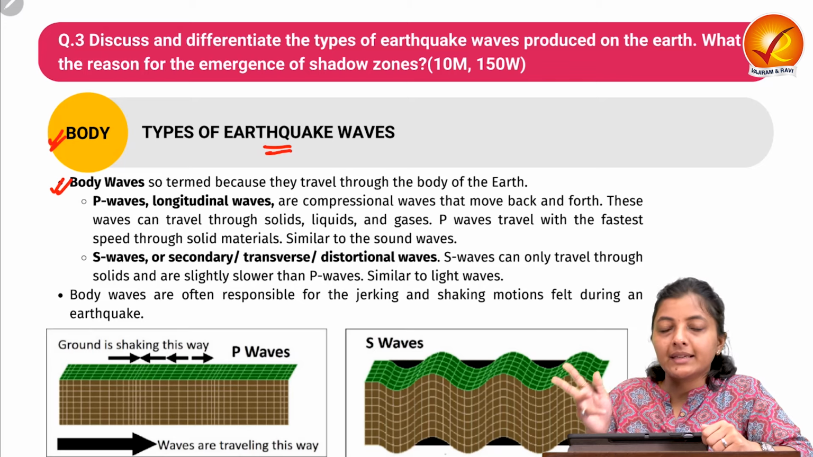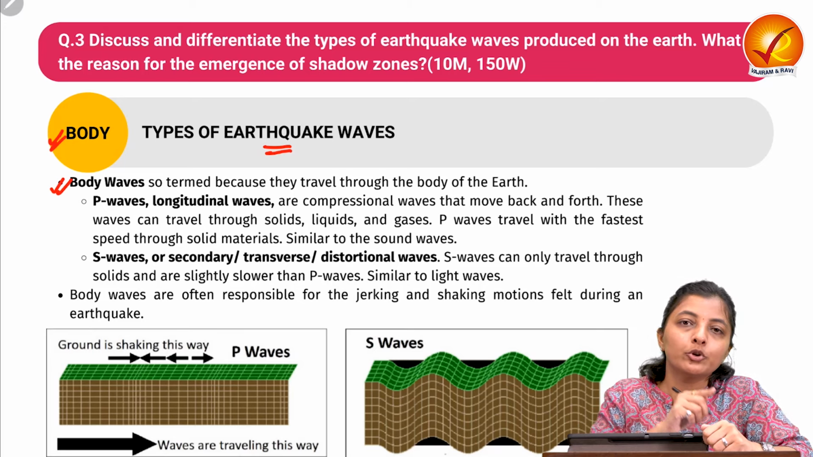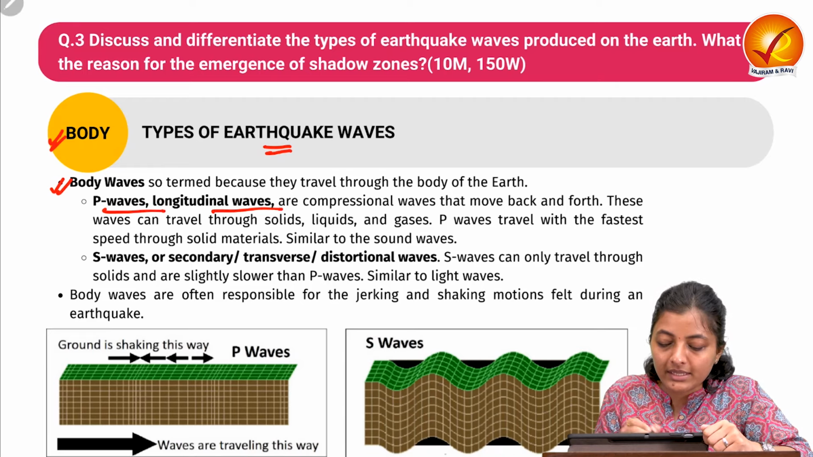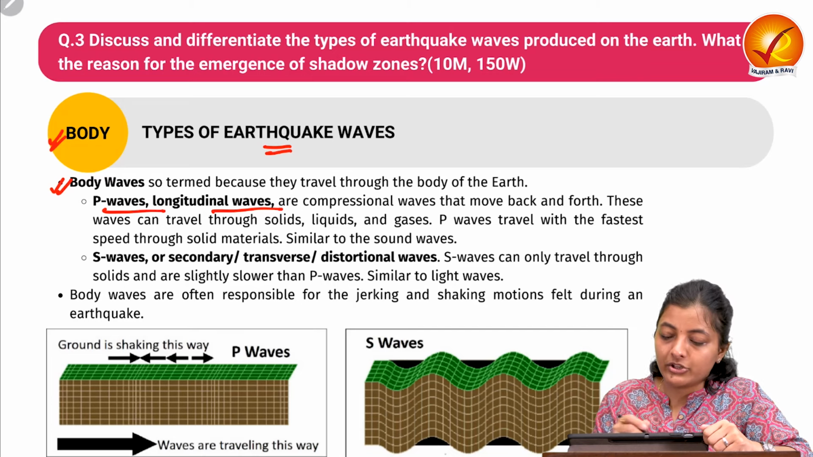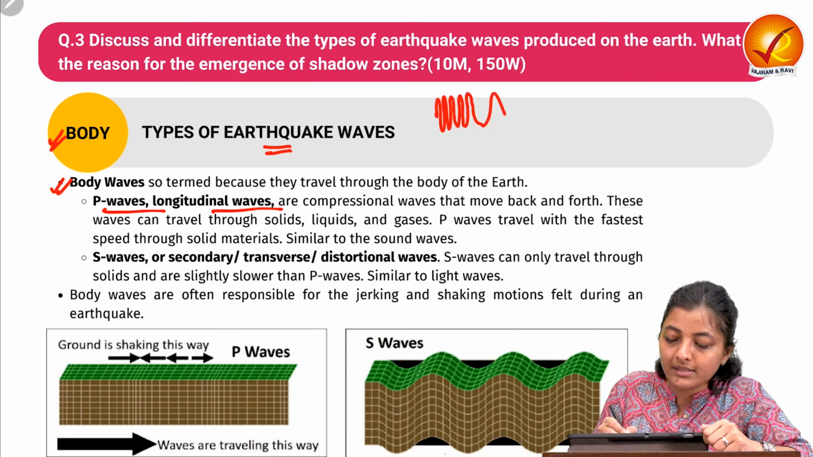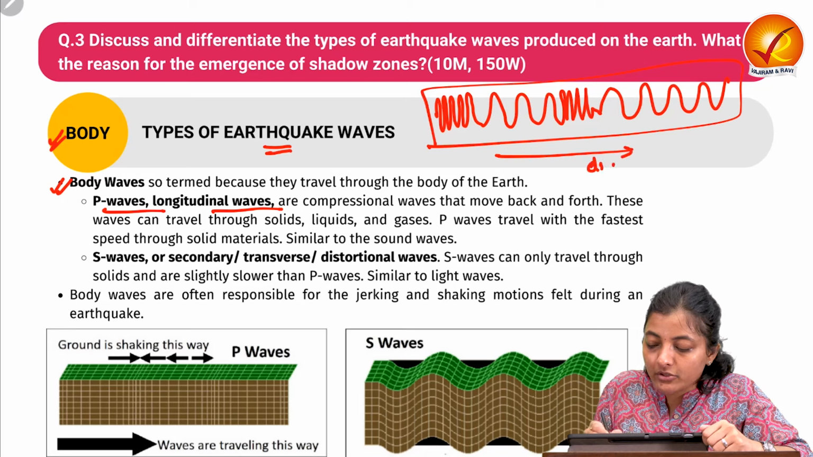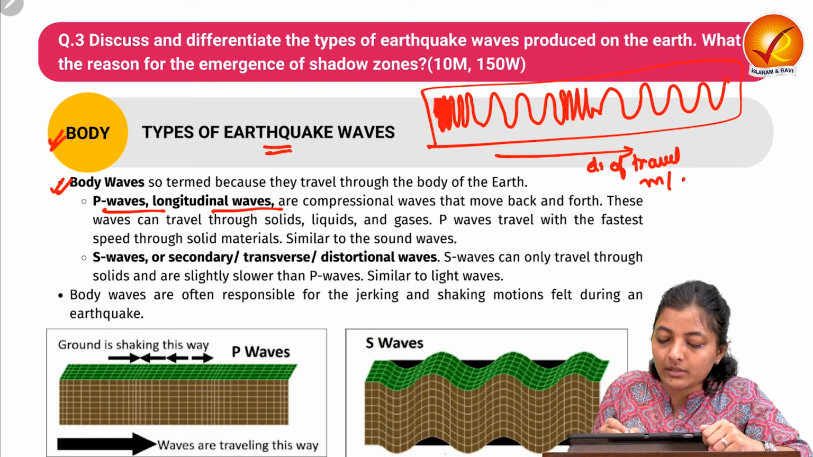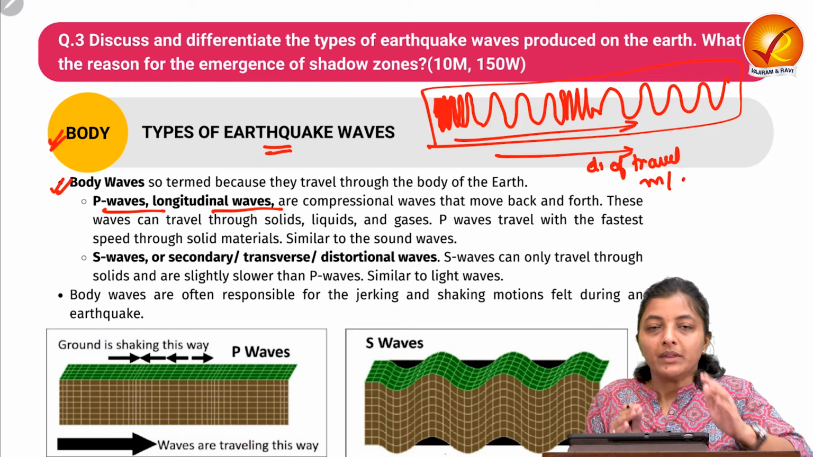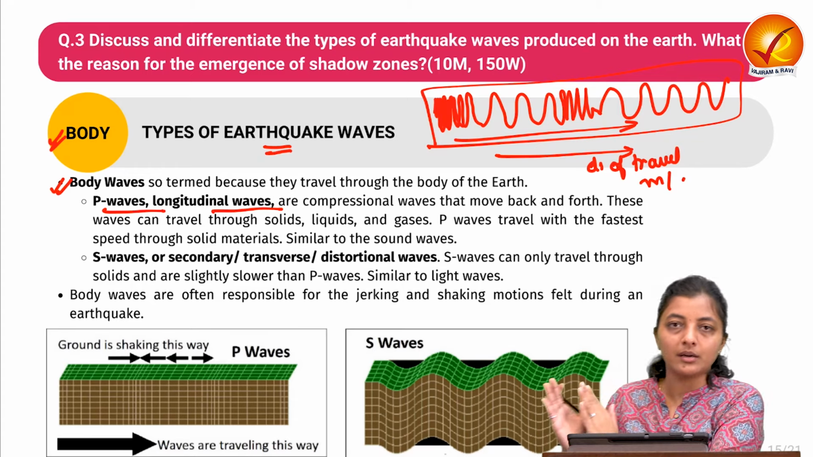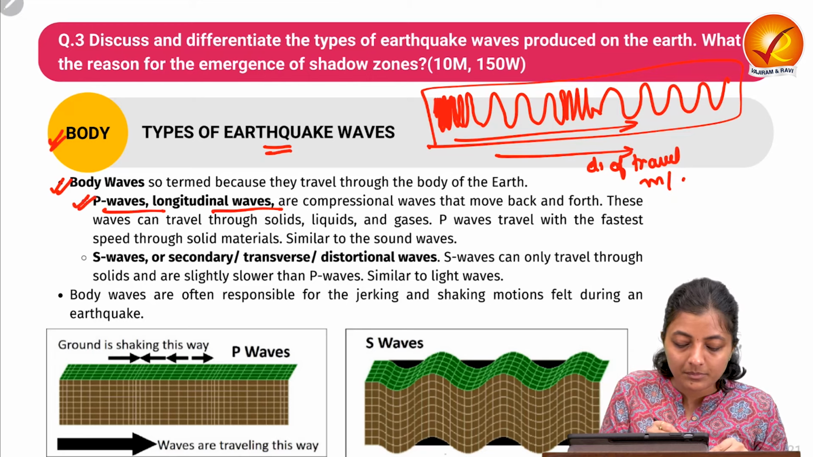First is body wave and the second is surface wave. Now body wave is further divided into P and S wave. Now P waves are the longitudinal waves. So these are types of the compressional and rarefaction waves, like they travel like this and this, again compression, again rarefaction. So this is the direction of travel or the movement of wave, and this is the vibration, this is in the direction. It means the wave is moving like this, in this direction of the wave. So this is P wave.